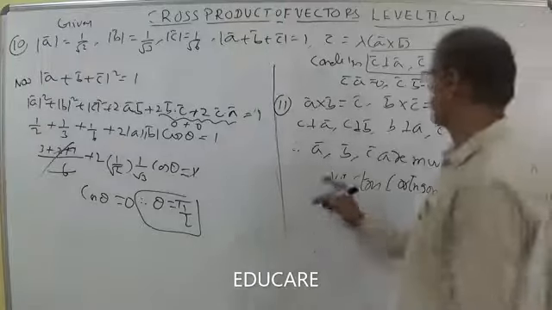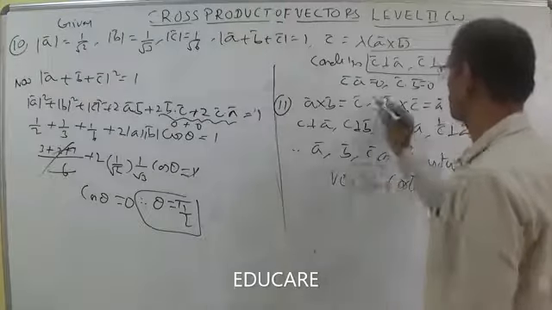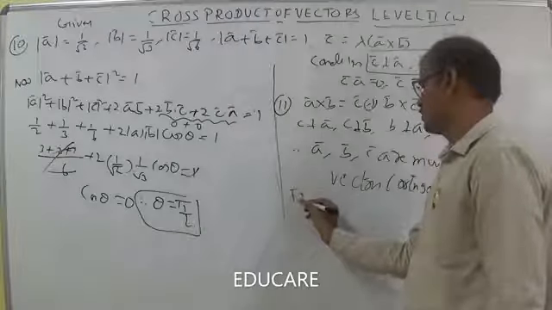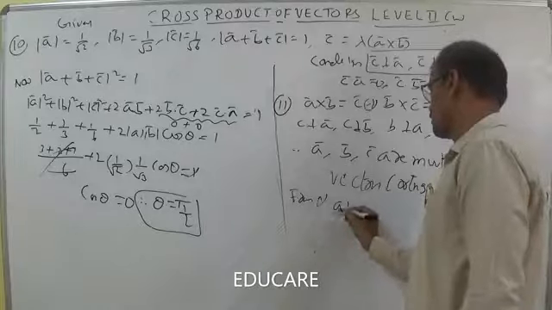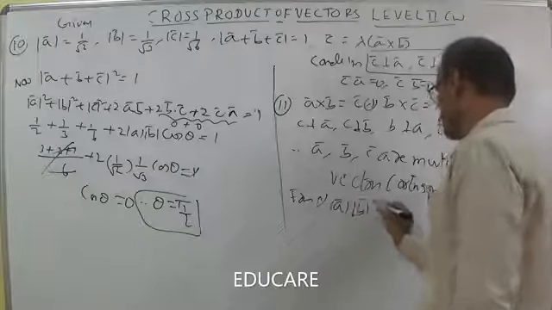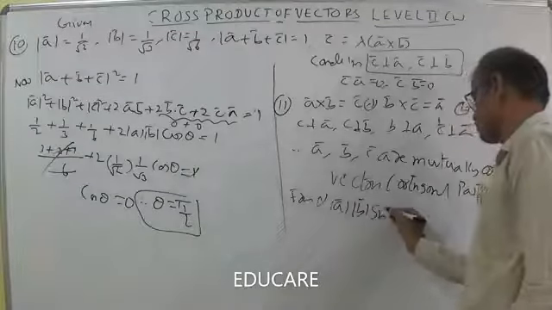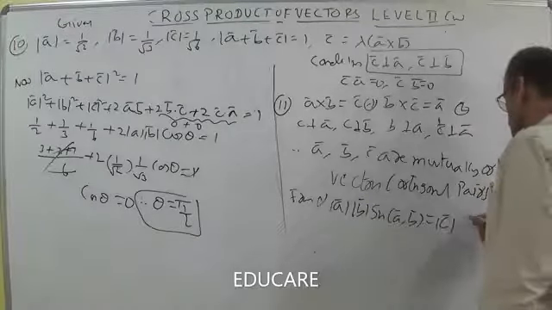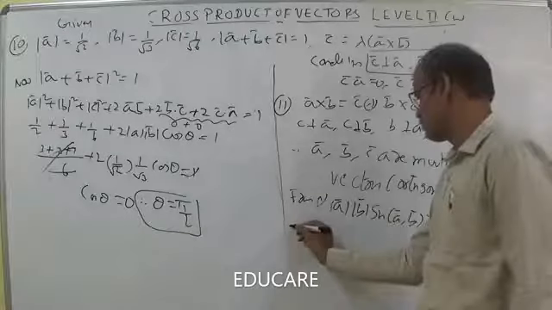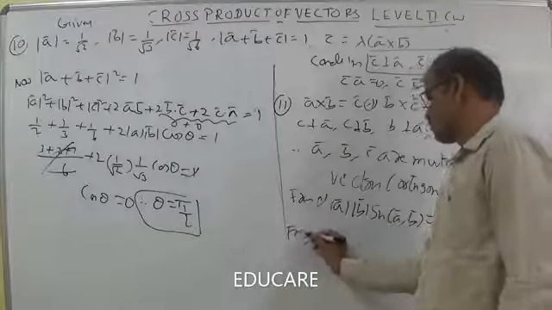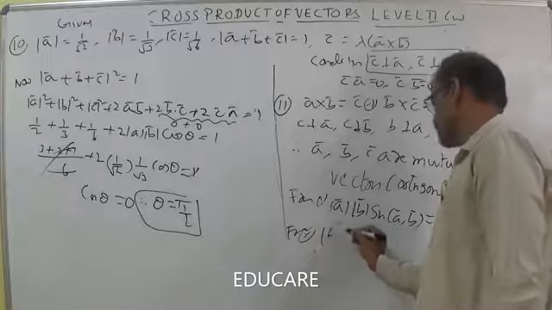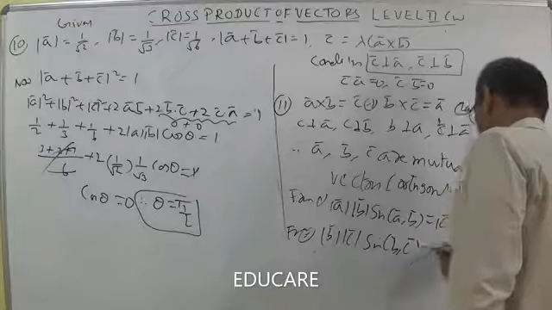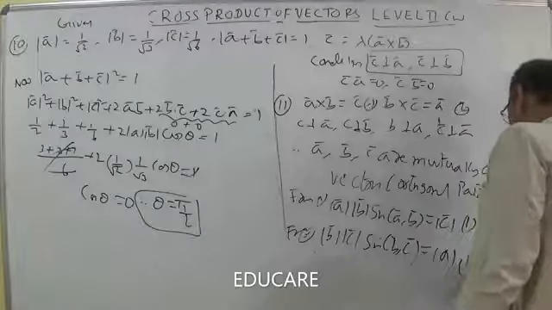Next let us discuss the magnitude. Now let us take this one as 1. From 1 I am writing here: modulus of A into modulus of B into sin of A comma B is equal to modulus of C. Using 2, I am writing from 2: modulus of B into modulus of C into sin of B comma C is equal to A bar. This is 2.